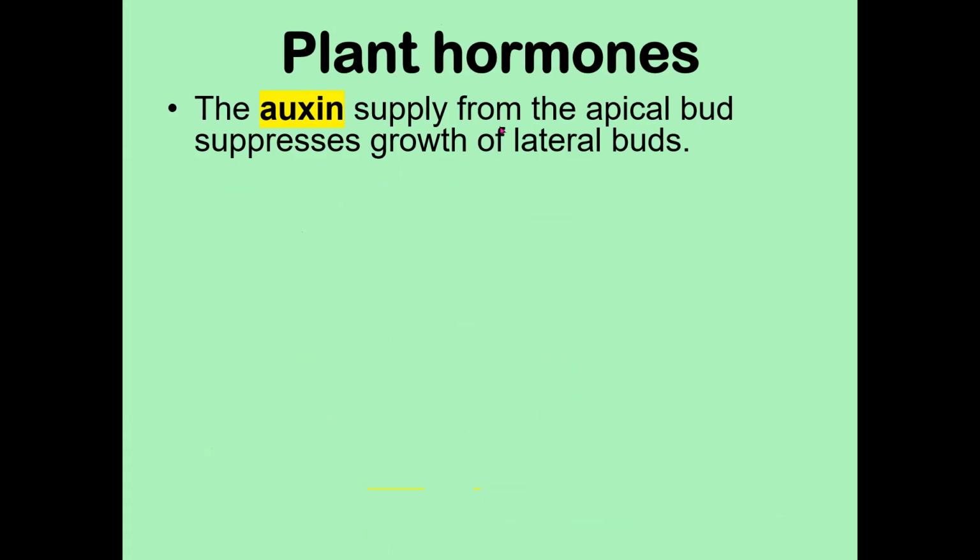Auxin supply from the apical buds. Now, the apical buds, so when a plant grows, the apex buds, where the growth is, auxins are produced there. And as it's growing, it suppresses lateral buds moving out. So it wants to go as high as it can. Depends if it's in the shade or the situation, but it's a generalization. But it does suppress that growth.